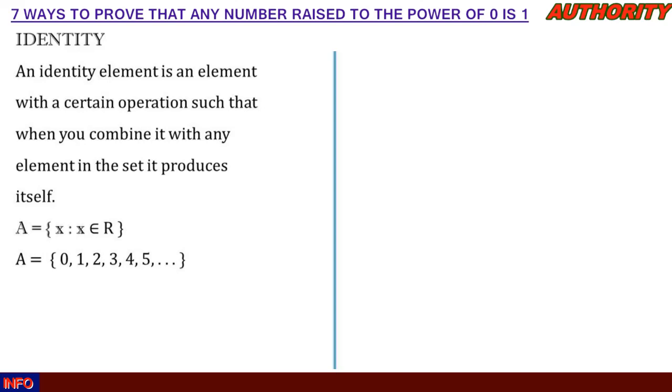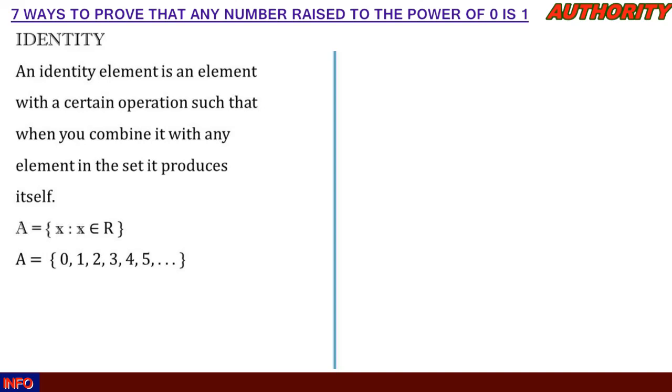1 times 0 is what? 0. 1 times 1, 1. 1 times 2, 2. 1 times 5, 5. 1 times 100, 100. 1 times 1 million, 1 million. It produces itself.